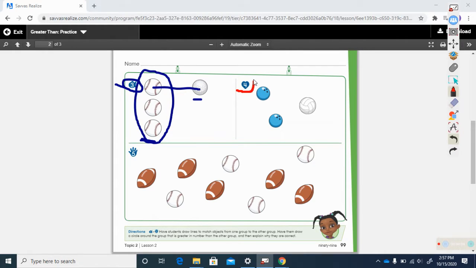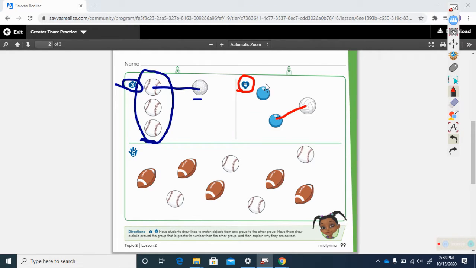Look at number 4. We have bowling balls and we have a volleyball. Let's go ahead and use our crayon to try to match those up. I'm going to match this bowling ball right here to the volleyball just because it's a little bit closer and it looks like it would like to have a buddy.